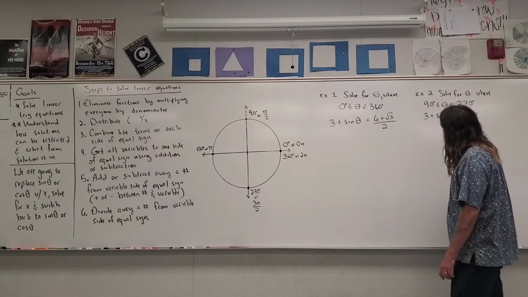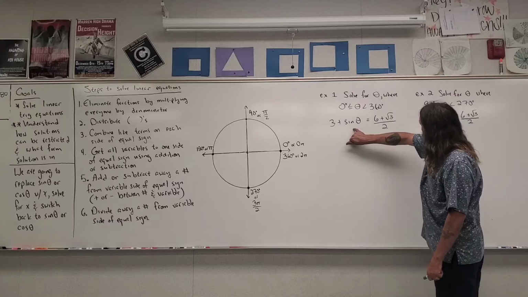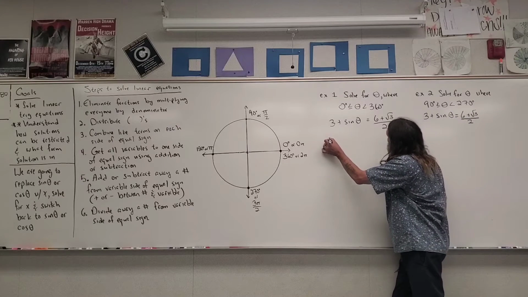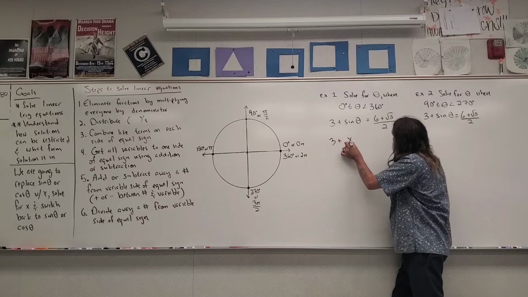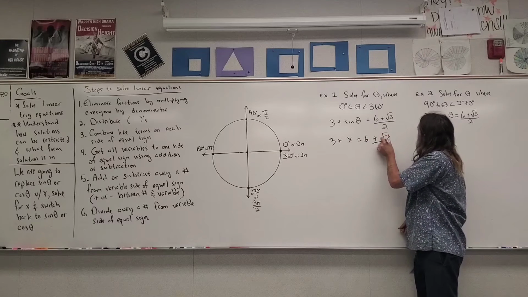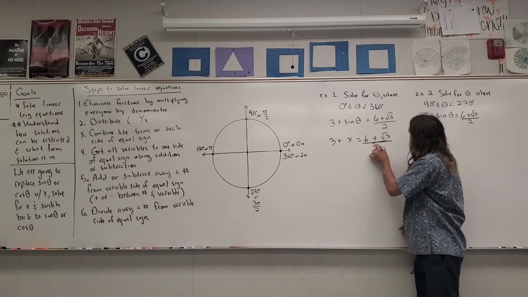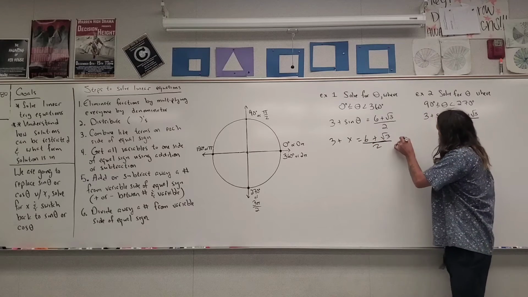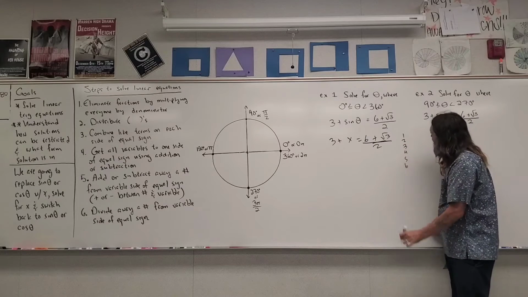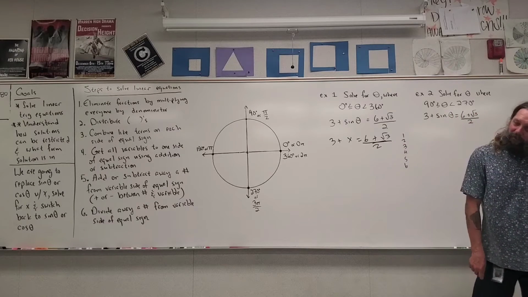The very first thing I'm going to do is rewrite this equation with an x instead of a sine of theta. I now have 3 plus x is equal to 6 plus square root of 3 all over 2. Now I'm going to write 1 through 6 next to this as a guide to help me solve this problem.